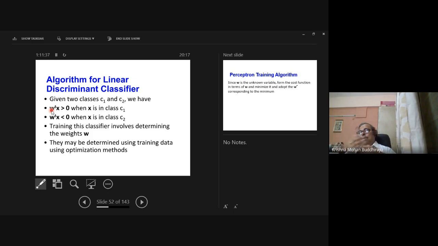Then you have to test it for the generalization ability, and so on.